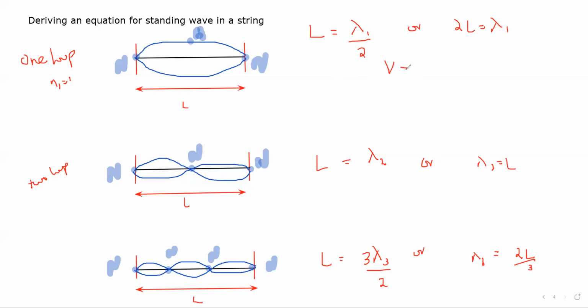Now we have the formula v equals f lambda: speed is equal to frequency multiplied by wavelength. Here the speed will be the same because this is a string and the same type of wave is produced, but the frequency for the first loop is f1 and the wavelength is lambda 1. So v is equal to f1 lambda 1. What is lambda 1? Lambda 1 is 2L, so v is equal to f1 times 2L. The 2L is multiplied on one side, so on the other side it will divide. So the frequency of the first loop is the speed of the wave divided by 2L: f1 equals v by 2L.